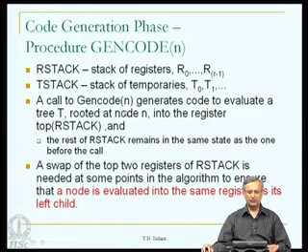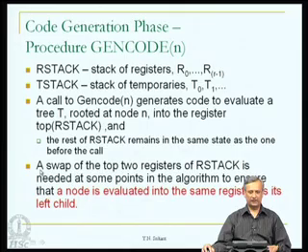When we call gen code n, it generates code to evaluate a tree T rooted at node n into the register which is on the top of our stack. So, that is a very important thing. Whenever we call the function gen code, we give it a stack of registers and a stack of temporaries. The stack of registers will contain the result of this particular tree in the topmost register, and all other registers are supposed to be free. The rest of our stack remains in the same state as before the call.